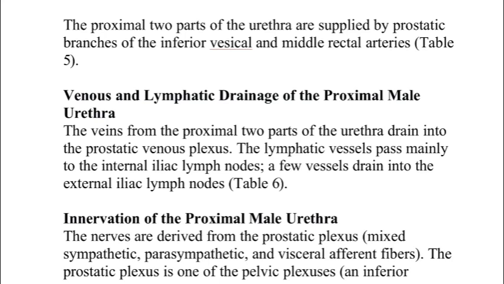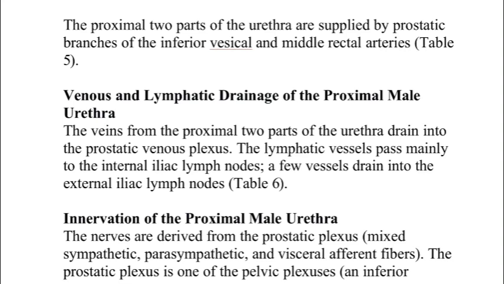What about the arterial supply of the proximal male urethra? The proximal two parts of the urethra are supplied by the prostatic branches of the inferior vesical and middle rectal arteries. The venous and lymphatic drainage of the proximal male urethra should not be forgotten. The veins from the proximal two parts of the urethra drain into the prostatic venous plexus. The lymphatic vessels pass mainly to the internal iliac lymph nodes. You have a few lymphatic vessels draining into the external iliac lymph nodes.